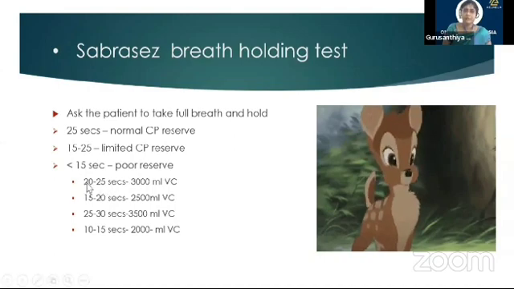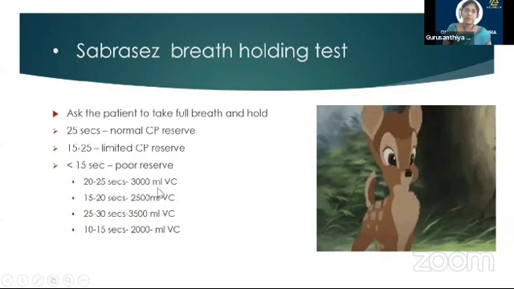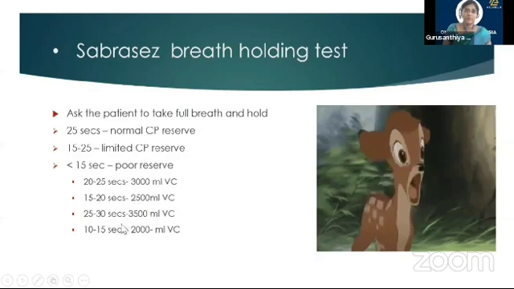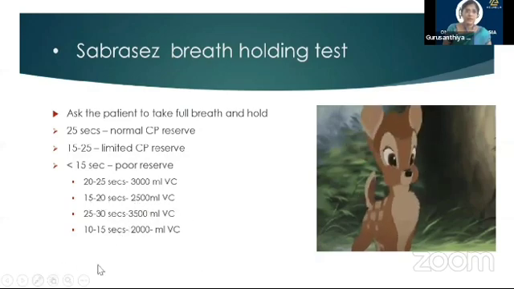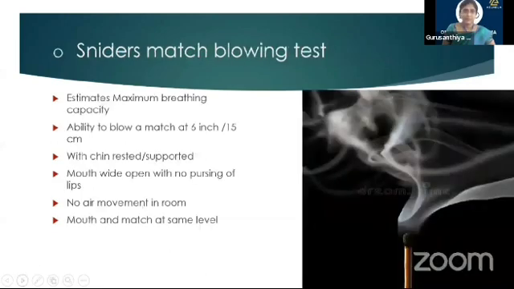In this, if the patient is able to hold for 20 to 25 seconds, then the vital capacity is somewhere around 3000 ml. So we can remember it like this: 20, 25, and 30. The same goes for 15 to 20 seconds, then the vital capacity is 2500 ml, and so on. Next is the single breath count test. You take a deep breath and then count 1, 2, 3, 4. If I am able to count more than 20, then it means a good cardiopulmonary reserve.